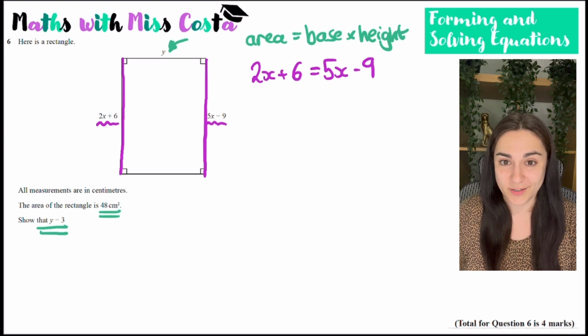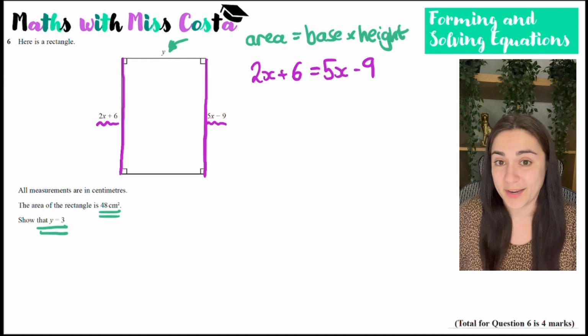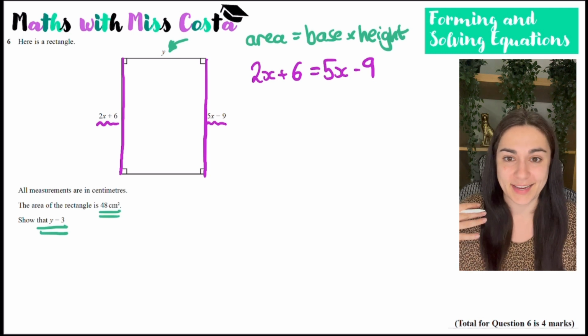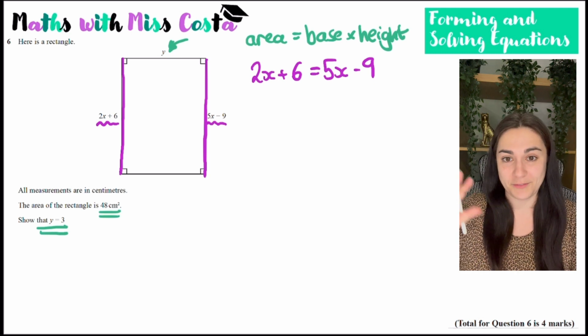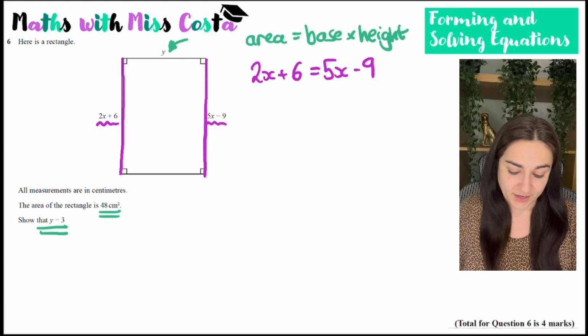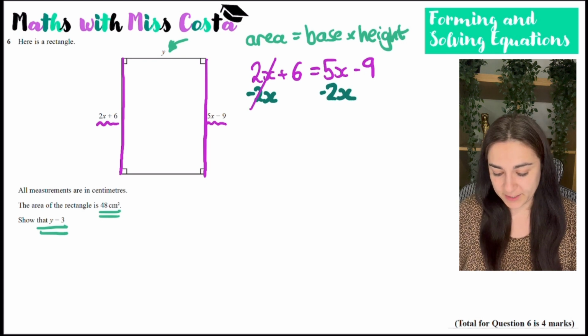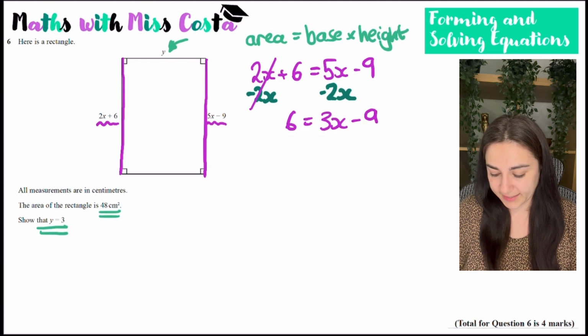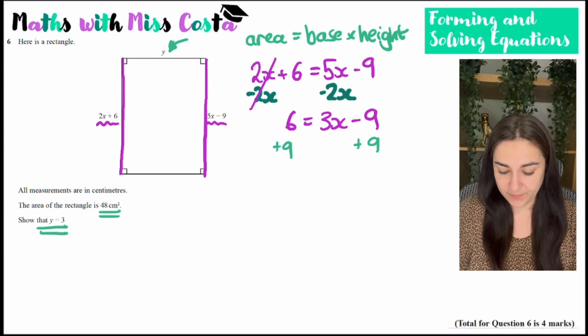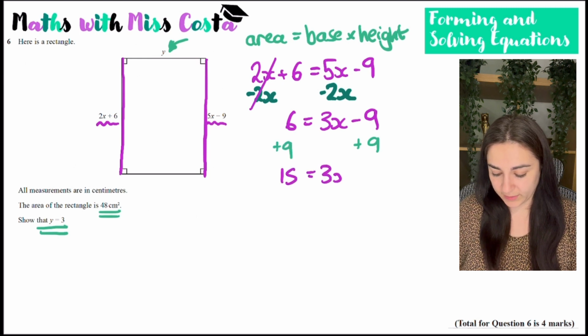Now I've got a double-sided equation, so what I want to do is move everything around so that I get my x variables on one side. With equations, when you're solving them, remember you can move things as many times as you need to, as long as whatever you do to one side, you do to the other. So let's start by subtracting the smallest x variable. If I subtract 2x from both sides, I cancel it on this side and I'd be left with 6 equals 3x take 9. Then I can add 9 to both sides and I'd be left with 15 equals 3x.